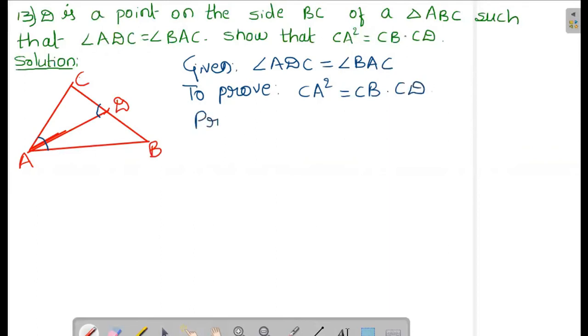Proof. Right. So here CA means this side, CB associated with this triangle, then CD means this one. CA square is there, so CA 2 times. By observing this, what is to be proved, we get to know that we have to prove triangle CAB is similar to triangle CDA. We have to prove that. Then we can write down this.